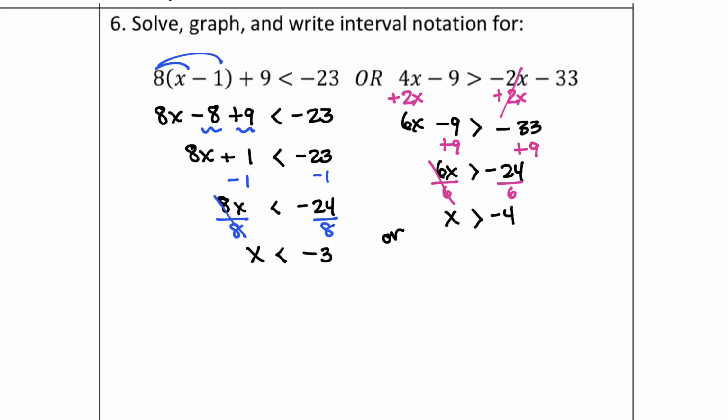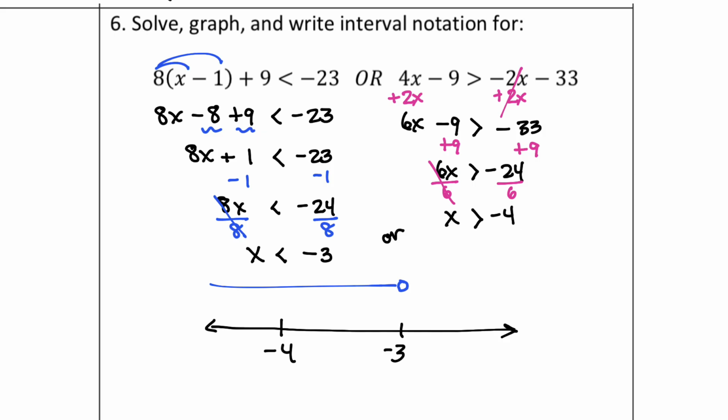All right, back to the problem. Here we go. Number line, negative 4 comes first, negative 3 is second. Okay, so the blue part is at negative 3, open and to the left. The pink part is at negative 4, it's open and to the right. Let me make that a little bit better. To the right. There we go.